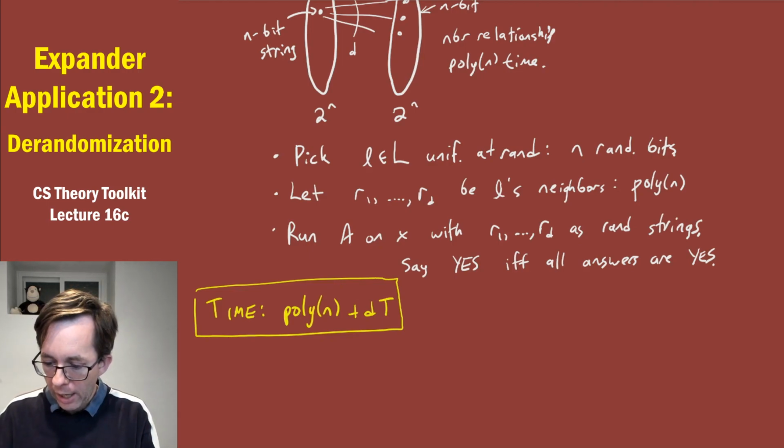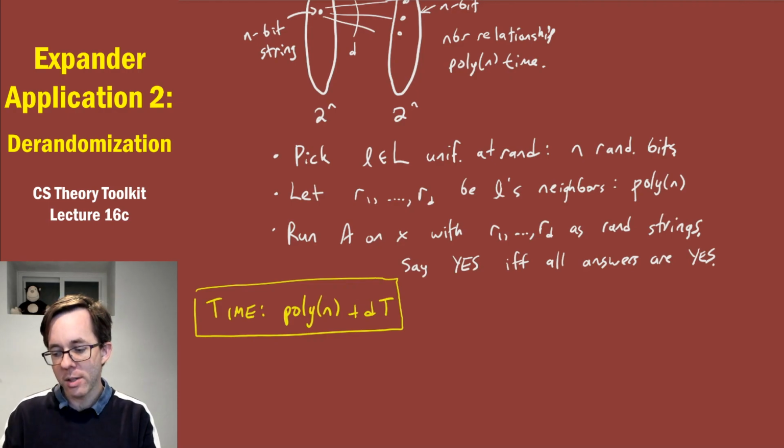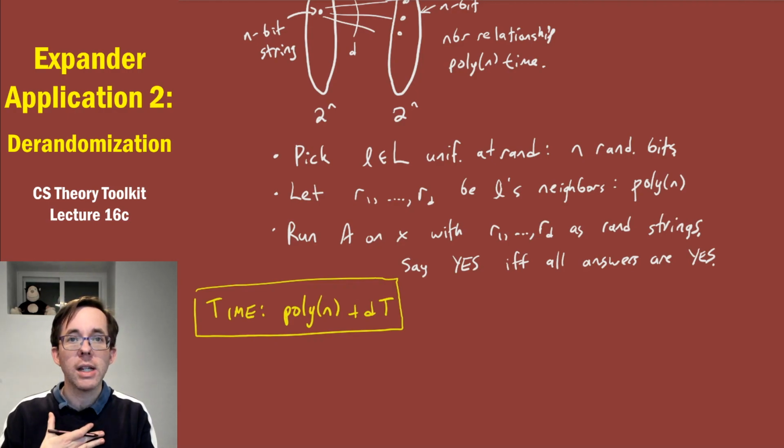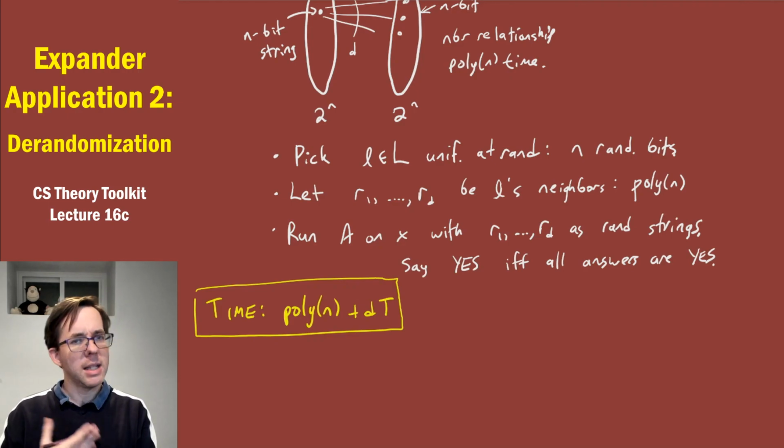Of course, if the string x is in the language, then no matter what random coins you use, because we have one-sided error, all these runs will give you back the answer yes. So you'll overall answer yes, so that's fine. The only thing we have to worry about is, suppose the string x is not in the language, what is the probability that we will incorrectly overall say yes? Let's think about this for a moment.